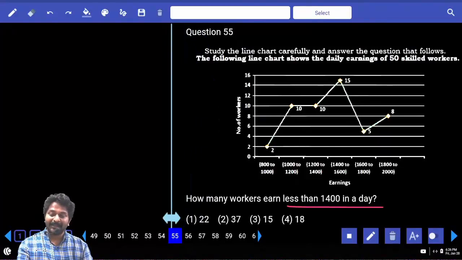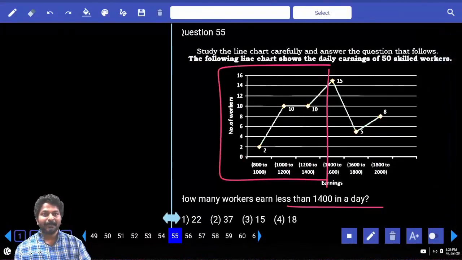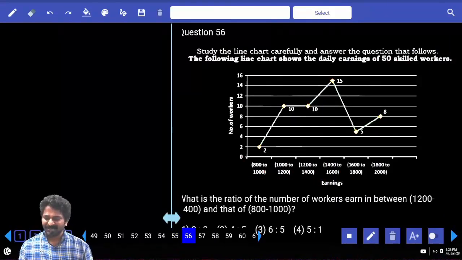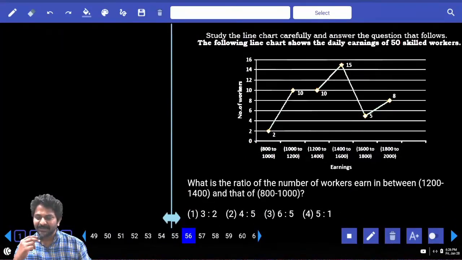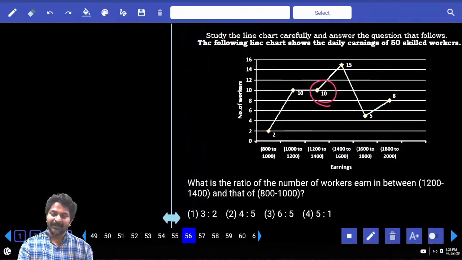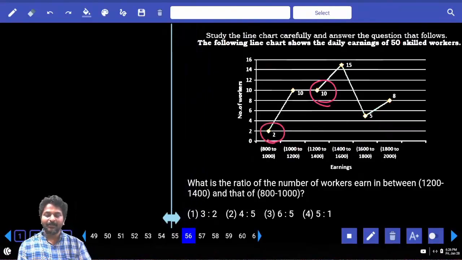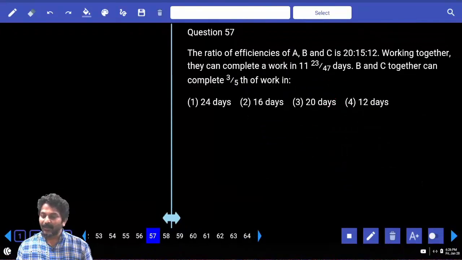Less than 1400 in the sense, this part we can consider, right? 10, 10, 2. Total 22. Easy question. There is nothing tricky in this. What is the ratio of the number of workers between 1200 and 1400 and between 800 and 1000? 1200 to 1400, 10. 800 to 1000, 2. 10 by 2, 5 by 1.